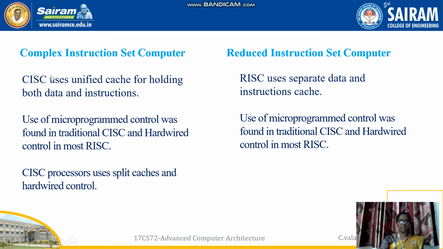So we have the summary here. CISC uses the unified cache for holding both data and instruction, and it uses microprogrammed control in traditional CISC and hardware control in RISC. That is, the microprogrammed control unit you can find in CISC architecture, and the hardware control unit we can find in RISC architecture. And in an advancement of the CISC architecture, it uses both split caches and hardware control.